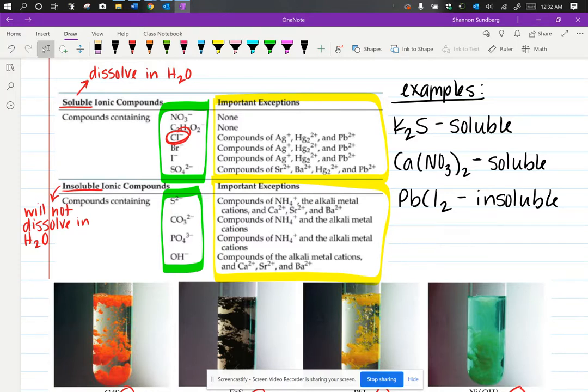Okay, let's look at another one. How about NaOH? Okay, find your anion, the hydroxide, the OH right there. Okay, so normally this thing's insoluble. Are there exceptions? Yep. Compounds of the alkali metal cations. Well, I could stop right there. Why? Well, because that's what sodium is. Sodium is an alkali metal cation. So instead of this substance now being insoluble, it happens to be soluble. Sodium changed that rule.